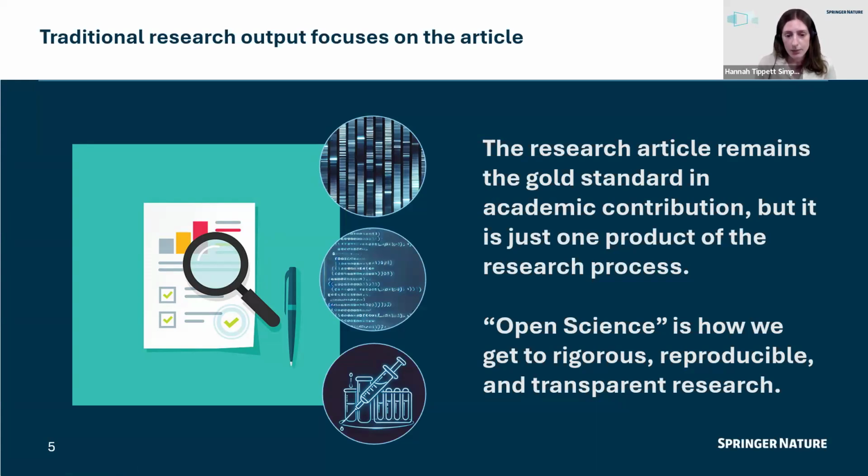So the journal paper is treated as the end product. It's the gold standard of academic contribution. It's how you're evaluated, promoted, and funded. Why? Because it fits the traditional academic system. It's peer reviewed, it's citable, there are metrics, it's neatly packaged.